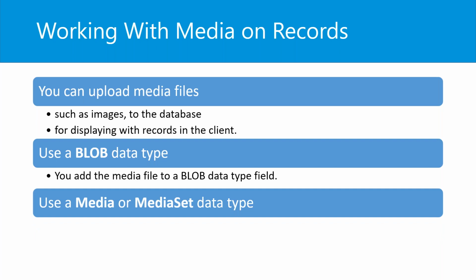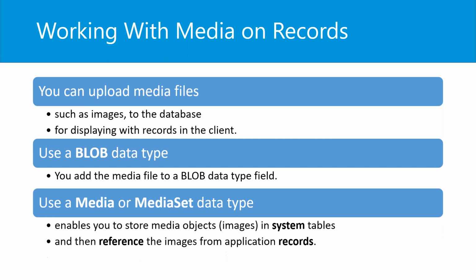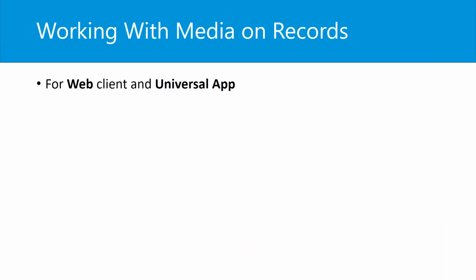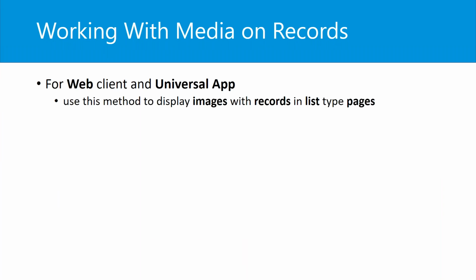Now we can make use of new data types. We have a media and a media set data type that we can make use of, and in the standard application they're also used a lot. With media or media set data types, we can store images, for example, in system tables, and then we can reference the images via application records or link them to application records. These media sets were designed for the web client and the universal app. That's where you will find the most usage of them, and you can use them to display images with records on list type pages.